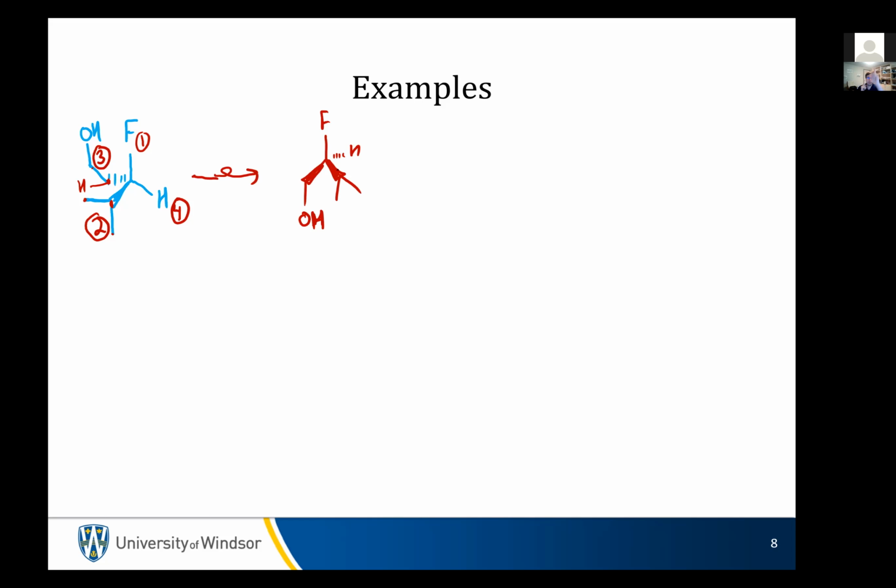I'm rotating along that fluorine-carbon axis and just sort of swinging the carbons out towards me and putting a hydrogen back and away from me. And now I know that that's 1, 2, 3. I go around the circle. It's clockwise. That is R.